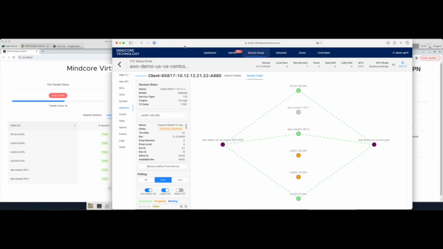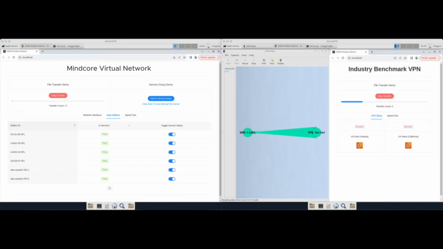We'll take one final look at the side-by-side comparison between the 2 systems. You can see that the VPN system is at 2 going on 3 file transfers, and the dispersive system is at 18 going on 19 transfers. Even though we're using a highly secure protocol, we're approximately 9x faster in terms of overall throughput and data flow.